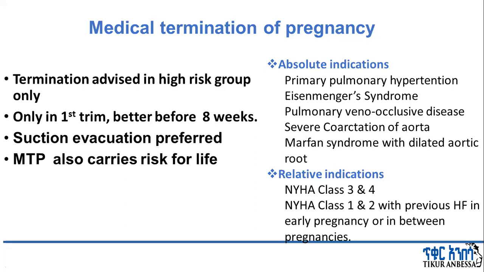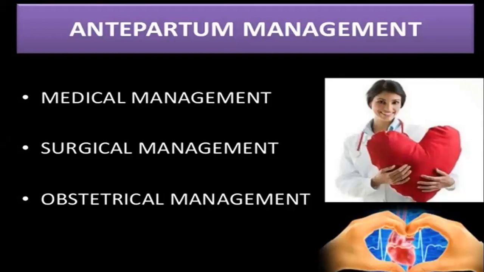Marfan's with a dilated aortic root greater than 45 millimeters, severe coarctation of the aorta, Eisenmenger syndrome, and significant pulmonary hypertension greater than 60 to 70% of systemic pressure. These are absolute indications, but in any patient who develops class 3 or class 4 symptoms in the first trimester of pregnancy, we may consider it, because there will be progression during the subsequent trimesters. Sorry.